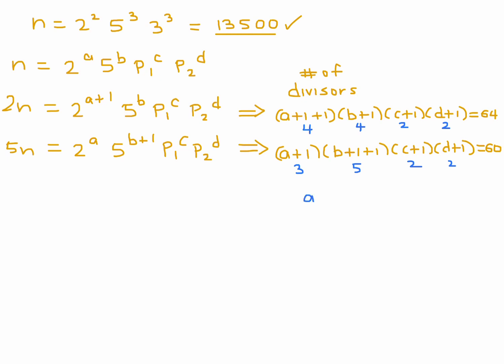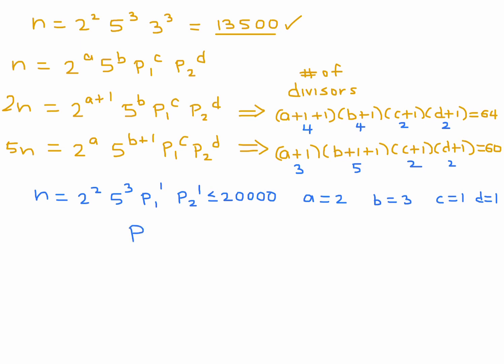So that means A is equal to 2, B is equal to 3, C is 1, and D is 1. So that means my n is equal to 2 to the power of 2, 5 to the power of 3, P1 to the power of 1, and P2 to the power of 1, and that's got to be less than 20,000. So that means P1 times P2 is less than or equal to 20,000 divided by 2 to the power of 2, 5 to the power of 3. So P1 times P2 is less than or equal to 40.